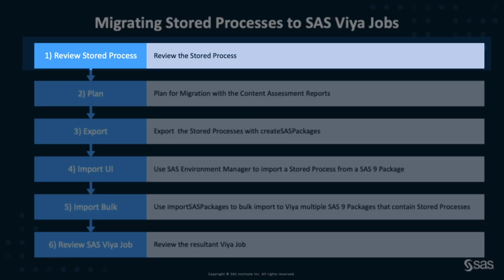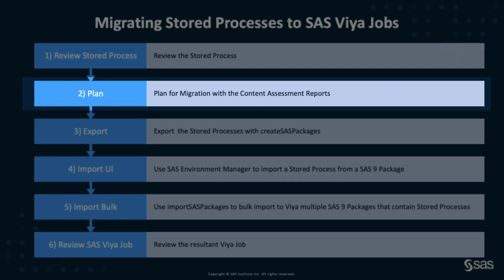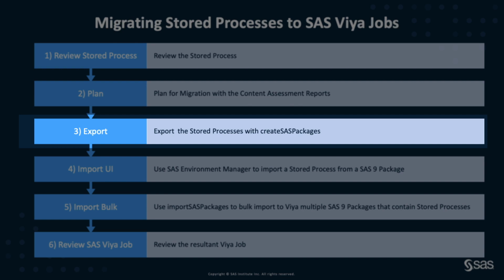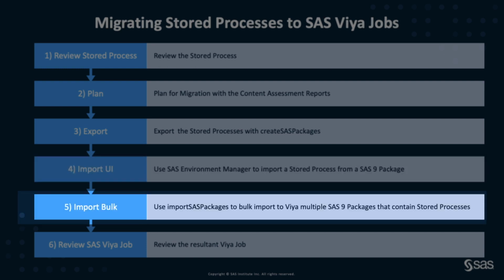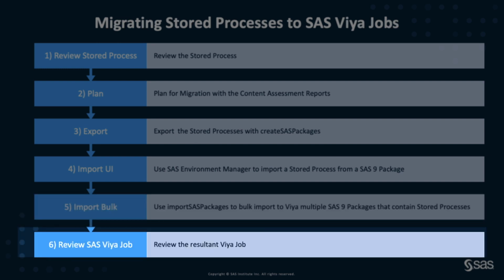We'll start off by reviewing the stored process that we'll migrate. Then we'll look at planning for the migration with the content assessment reports. We'll export the stored processes using a SAS content assessment application, create SAS packages. And then when we do the import, I'll import with the UI to show you how that works in SAS Environment Manager. I'll import with some bulk tools also provided by SAS 9 Content Assessment, the Import SAS Packages applications. And then we'll review the results of the migration process. We'll look at the VIA job.